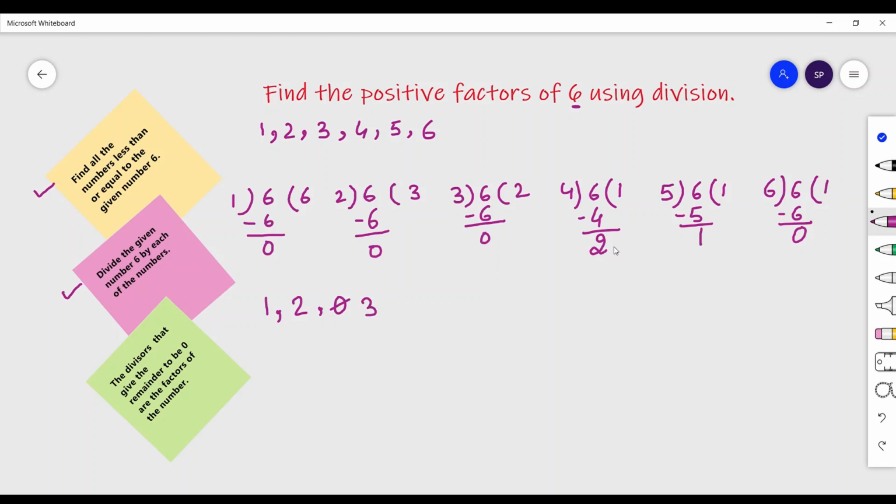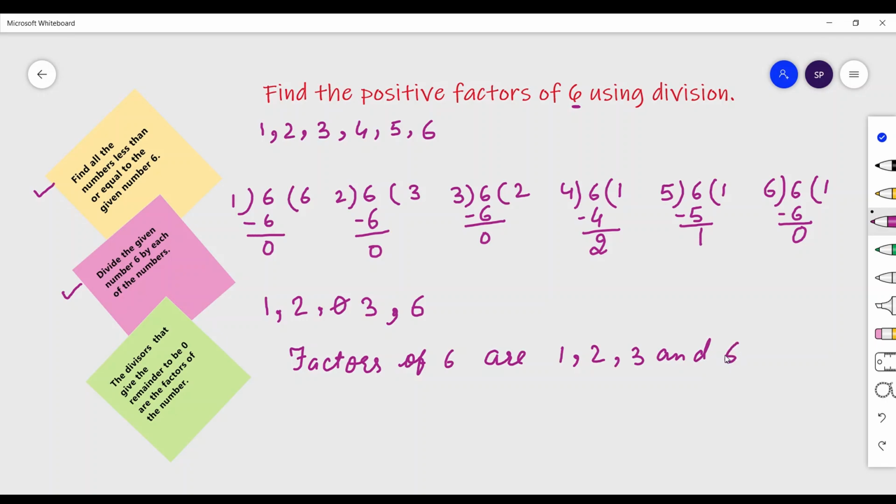So 4 we will not write. 5 we are not going to write because the remainder is 1. So 6 as divisor we are going to write because the remainder is 0. So 1, 2, 3, 6 are the divisors which give the remainder as 0. So 1, 2, 3 and 6 are the factors of 6. So we can write factors of 6 are 1, 2, 3 and 6.